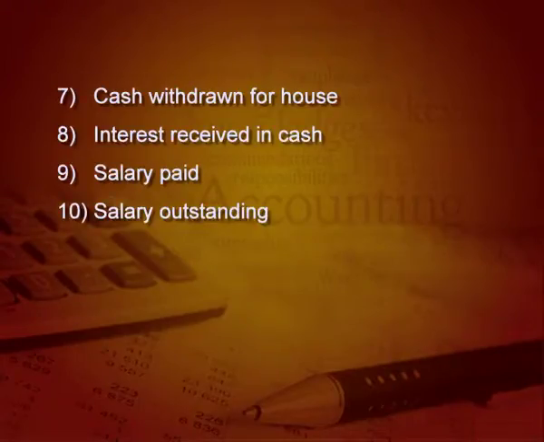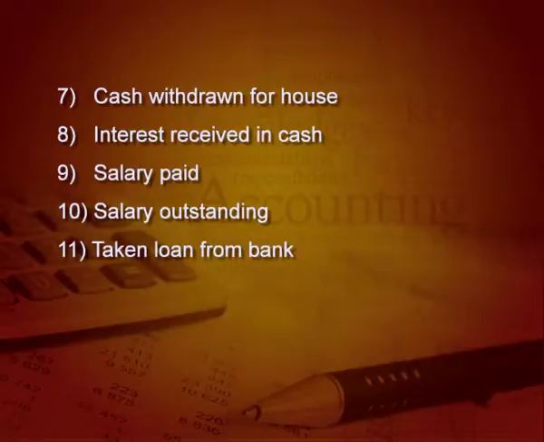Next, salary outstanding. Now please see, we have not paid it, it is outstanding, but it is an expense. So salary will be debited, but now instead of cash, salary outstanding will be credited. So salary account debit to salary outstanding. Next, taken loan from bank. Now what is coming? Bank account is coming and what is the liability part? Loan. So entry will be bank account debit to bank loan.